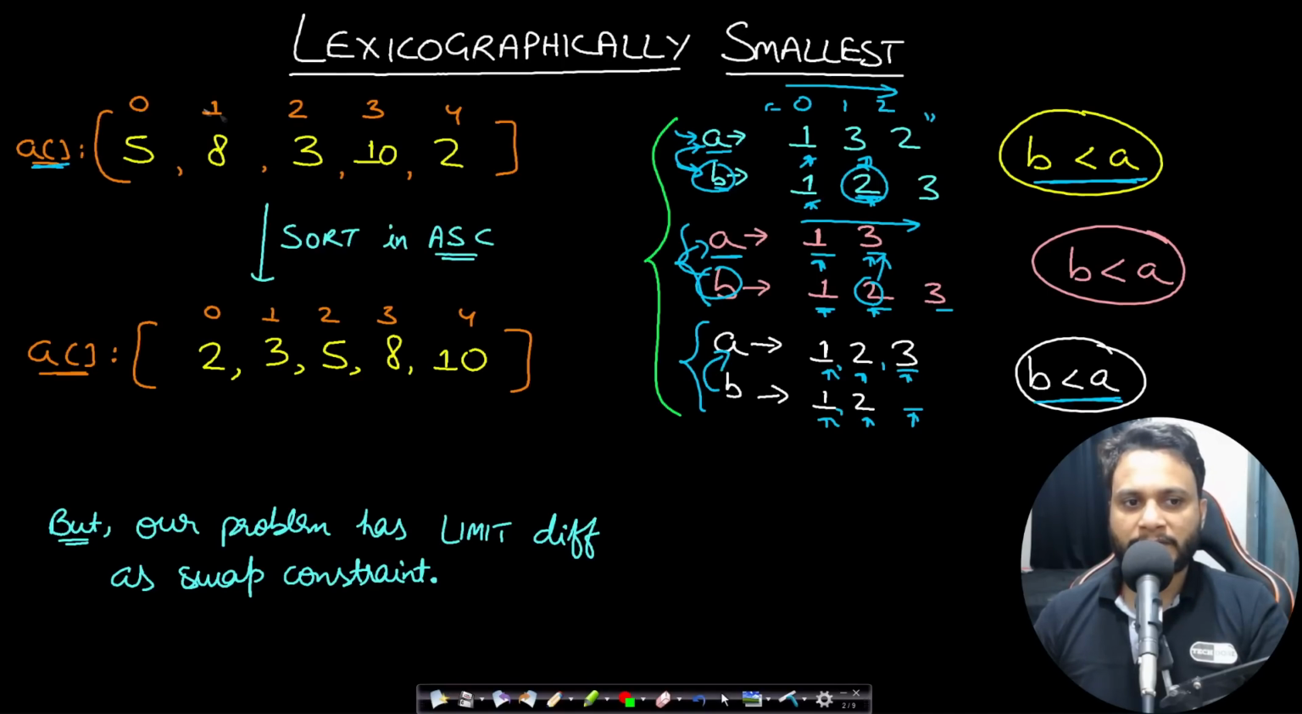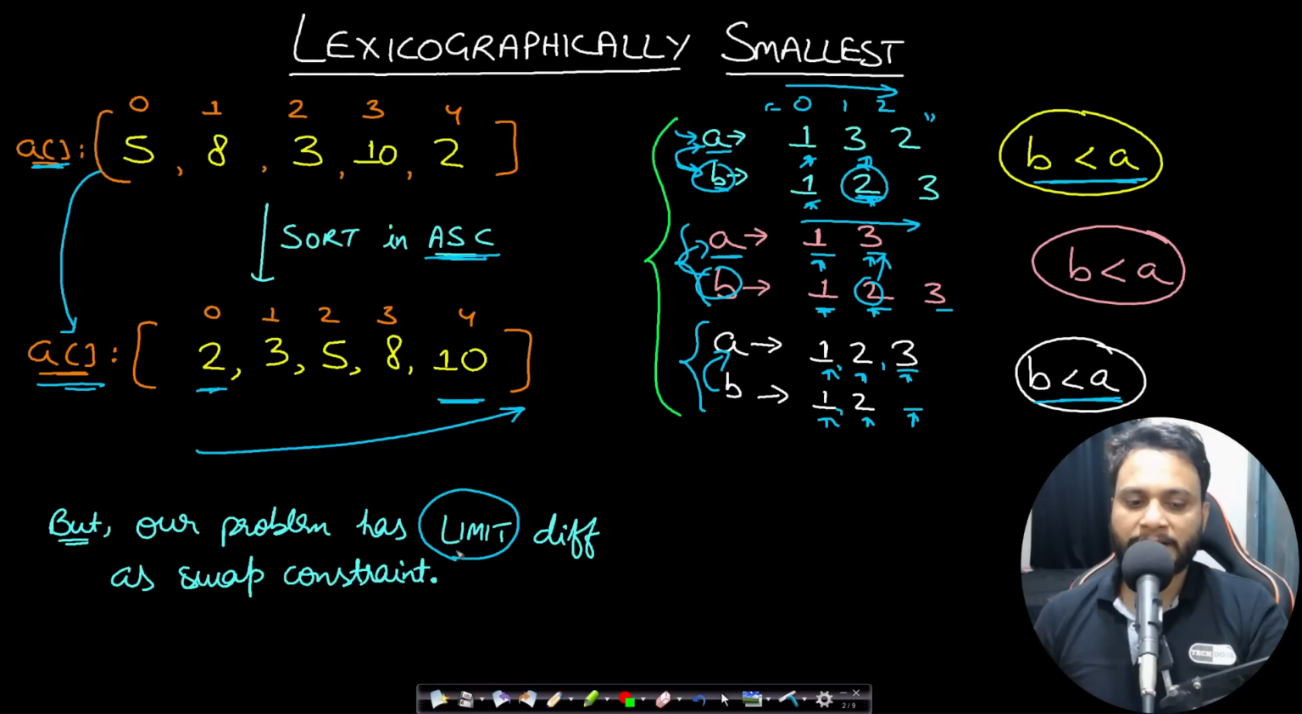Now let's say that we are given an array and I ask you to arrange this array in such a way that you get the lexicographically smallest array. What you will do is take the array and sort it in ascending order, because only if you sort it in ascending order you will get the lowest value on the leftmost side and the highest value on the rightmost side, so that the values are always non-decreasing. So this will be the lexicographically smallest array, right? But our problem in this case has a limit constraint, so that actually differentiates it from being a general sorting problem.